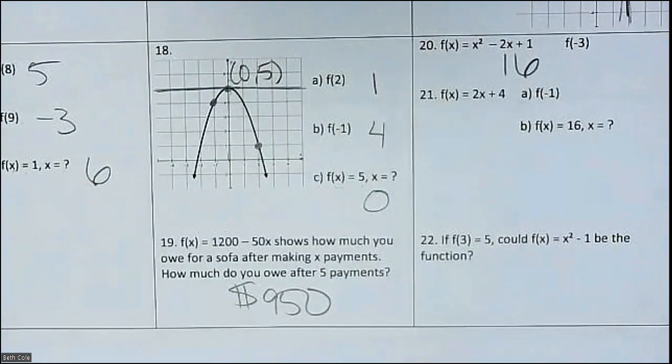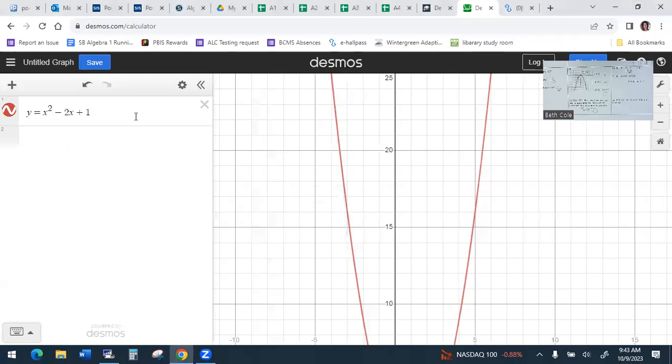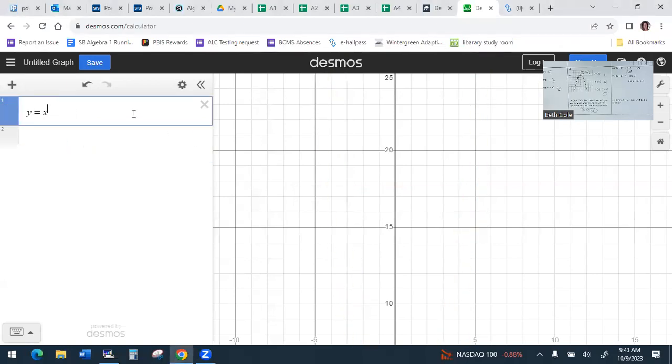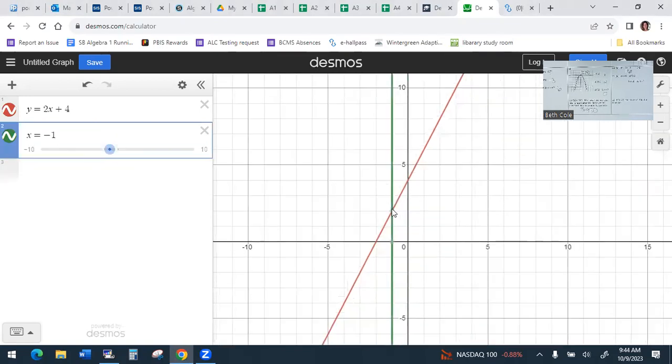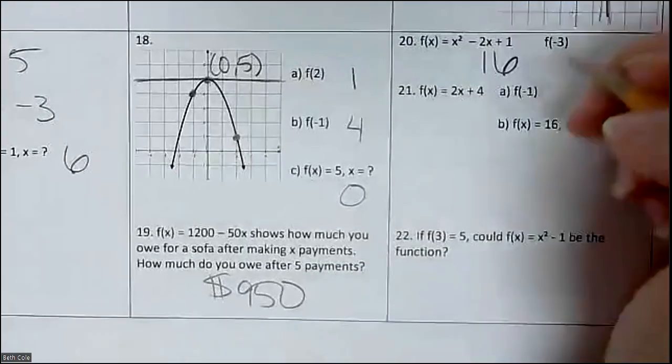Here they changed the equation on us. So I'm going to go back and change the equation. Now it's y equals, what is it? 2x plus 4, good. Then I'm going to come down here and type x equals -1, good. And then I'm going to click on the intersection. What does -1 give us? 2, good job. That one gives us 2.